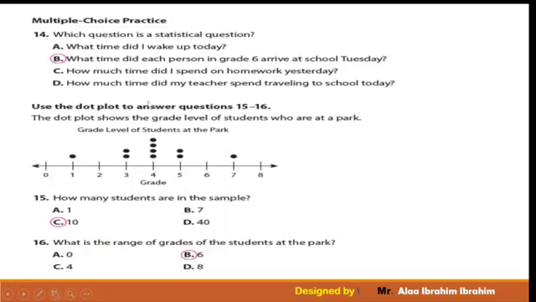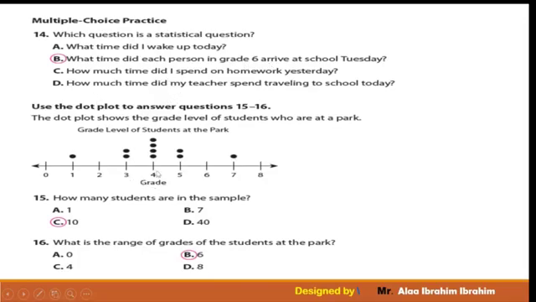Now we're going to the last part, the last question, with choices. So we're dealing with which question is a statistical question. I told you about statistical questions for the last time. This means we're dealing with differences or many answers. So what time did I wake up? I mean one person. So this is not statistical. What time did each person wake up? So this is my answer because I deal with each person in grade 6, and the others are about I and my.